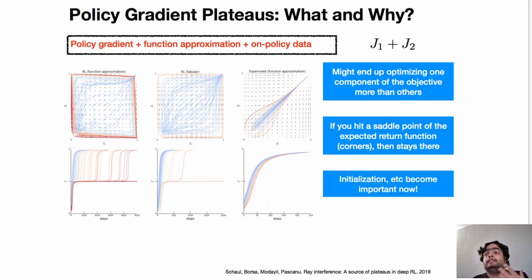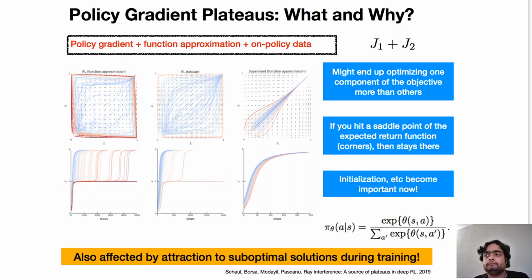So initialization, etc., become very important now because policy gradient suffers from this weird issue where it can converge to a saddle point first, stay there for a long time, and only then improve back to the optimal solution. And as we show on the next slide, this is also affected by attraction to suboptimal solutions just because of this issue to some extent.